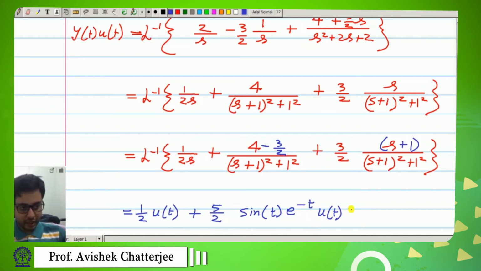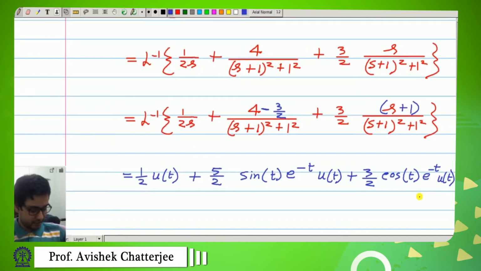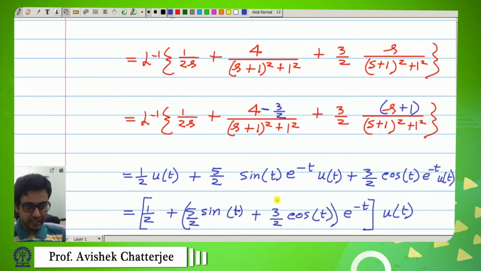Okay, that is this term plus, from here, 3 by 2. This is the Laplace transform of cosine omega naught t, where omega naught is 1, so cosine t e to the power minus t, whole multiplied with u(t), and that is the answer. Now you may rewrite this nicely by taking similar terms common in this way. That is the final answer.